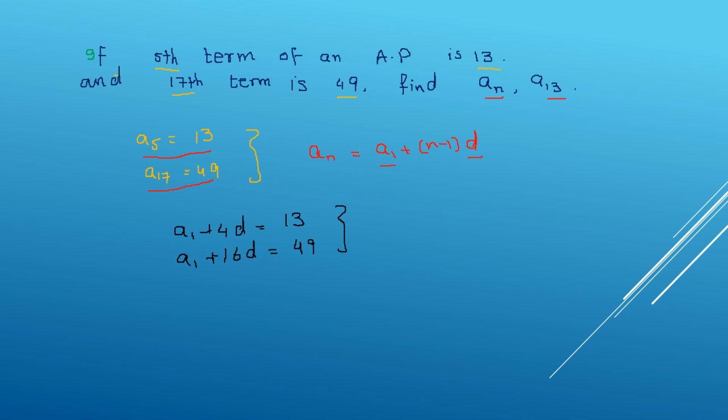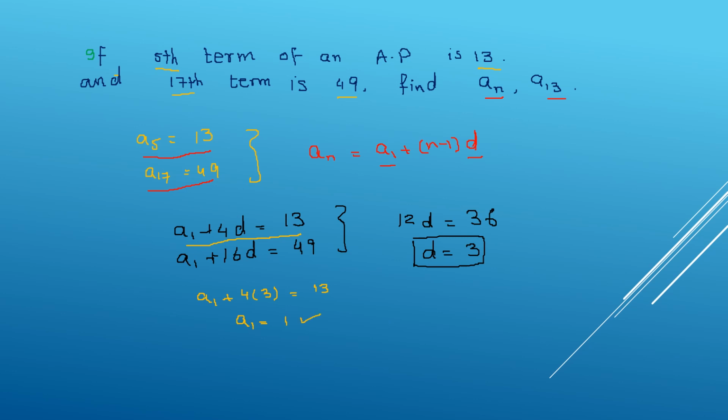First of all we subtract the first equation from the second one, and we get 12d equals 36. So d will be equal to 3. As we know now d is 3, we need to find a_1. Plugging d into any of the equations, we can find a_1. If I plug this d into the first equation, we get a_1 plus 4 times 3 equals 13. So a_1 will be equal to 1.